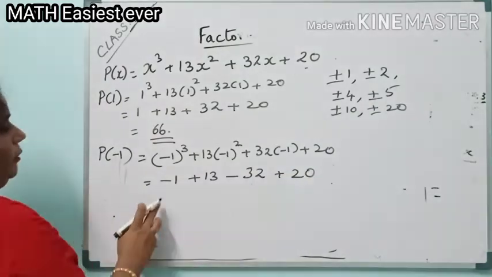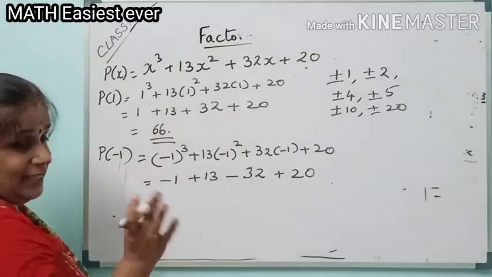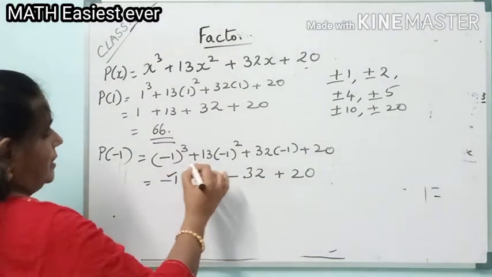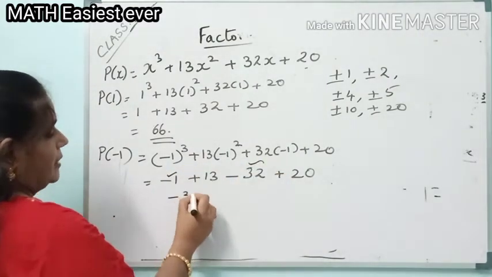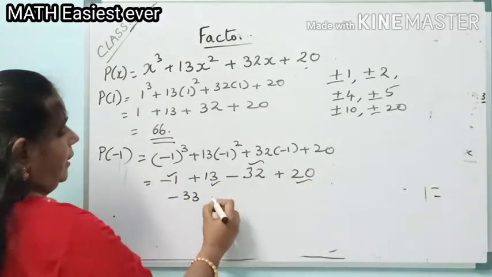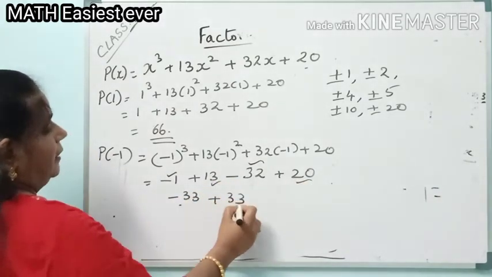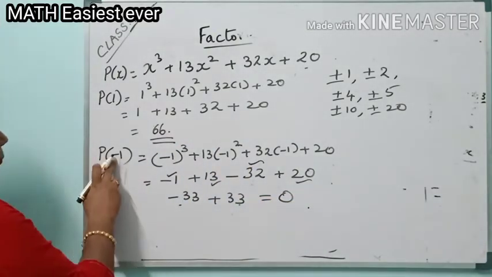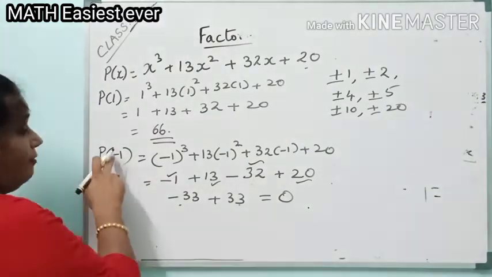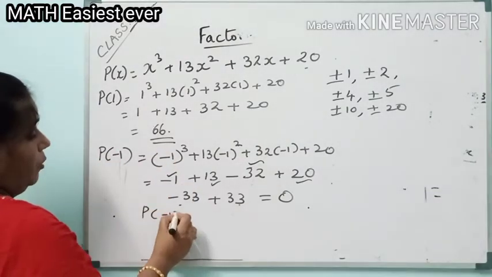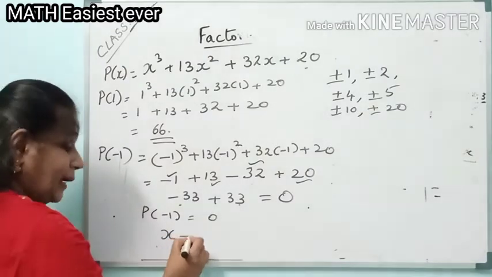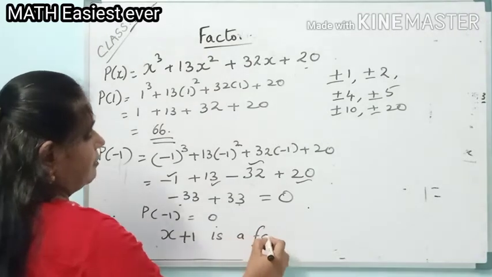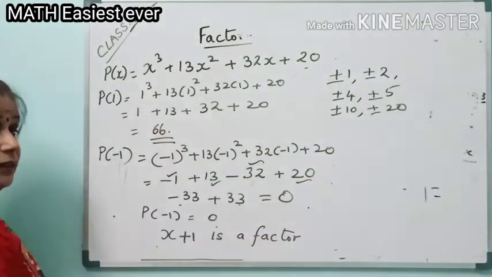So what will you get here? An easy way is, add the positives and add the negatives. That will be easier. Minus 1 and minus 32 will give you minus 33. Plus 13 and plus 20 will give you plus 33. So minus 33 and plus 33 will become 0. So what did you get? P of minus 1 is equal to 0. When P of minus 1 is equal to 0, I told you, you should write x plus 1 is a factor. So you got one factor, x plus 1.